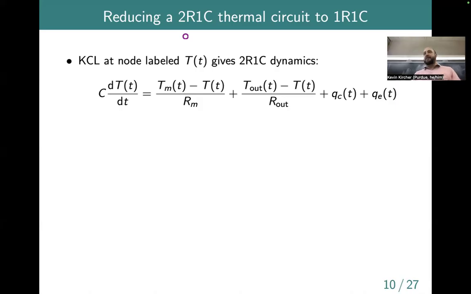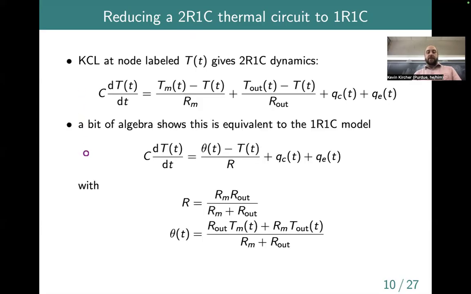This is probably something that you did in E&M at some point in earlier classes. But this is the governing equation. You can write this down by doing the same process using Ohm's law and Kirchhoff's current law. If you do a little bit of algebra, you can show, so this thing has a T in it over here, a T in it over here, that if you define an equivalent thermal resistance R and an equivalent boundary temperature theta in this particular way, then these two equations are in fact the same. I'm not going to go through all of those steps, but if you want to fill in the blanks, it's a fun exercise.